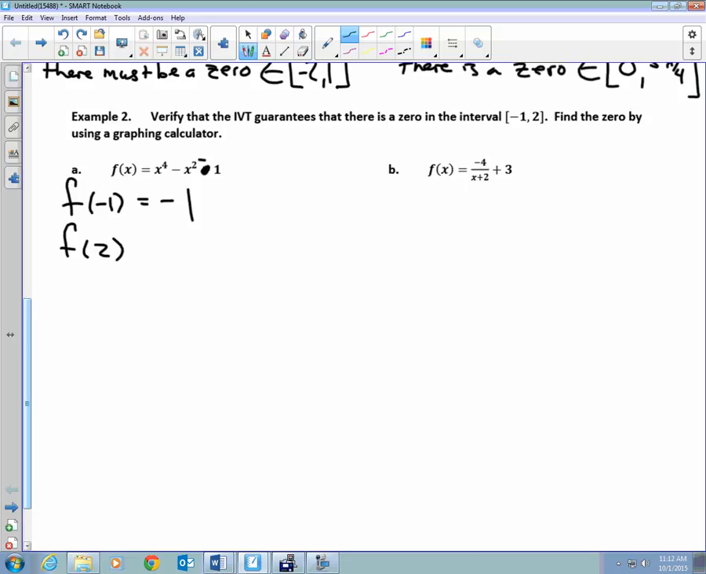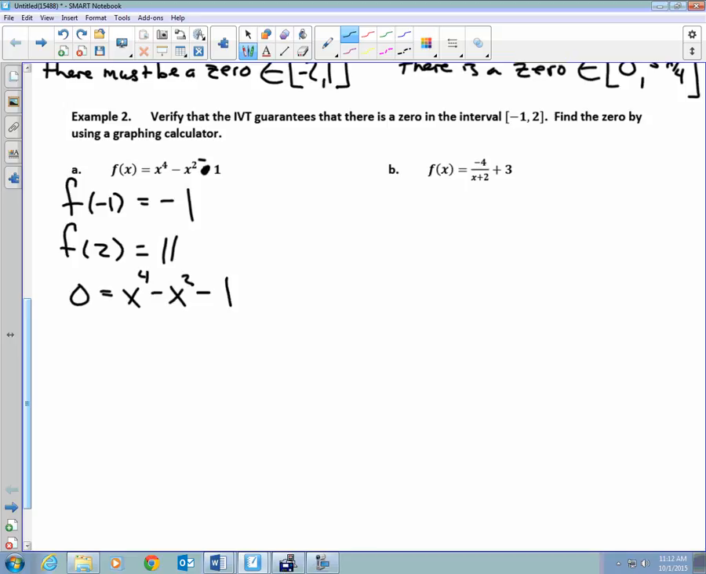Now I'm going to plug in 2. 2 to the fourth is 16, minus 4 is 12, minus 1 is 11. So does there have to be a 0 between -1 and 2? There does, because one's negative, one's positive. So I have to cross over 0 at some point. So let's find that. We'll take 0 and set it equal to x to the fourth minus x squared minus 1.